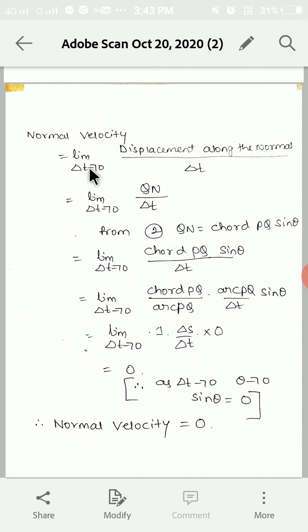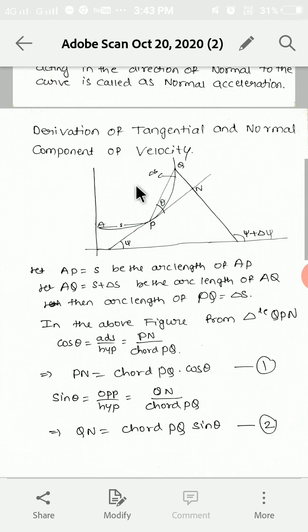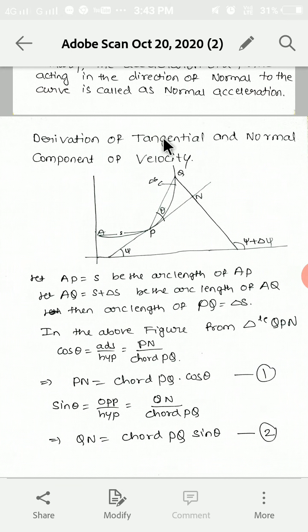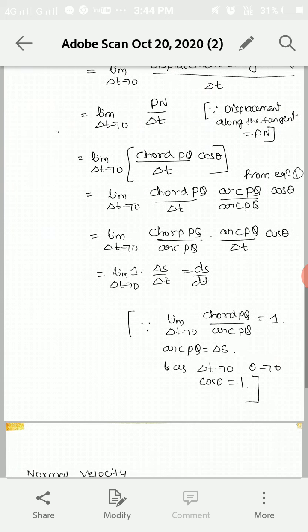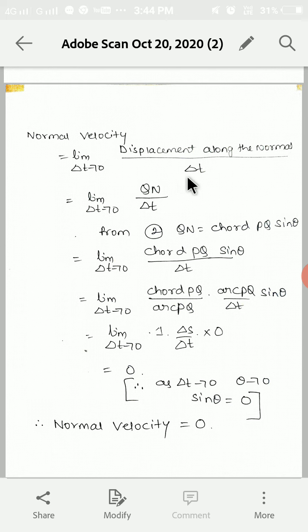Next we consider normal velocity. Normal velocity is the limit as delta t tends to 0 of the displacement along the normal divided by delta t. The normal is always perpendicular to the tangent. This line is perpendicular to the tangent, so the displacement along the normal is Qn. Therefore the displacement along the normal divided by delta t is equal to Qn by delta t.